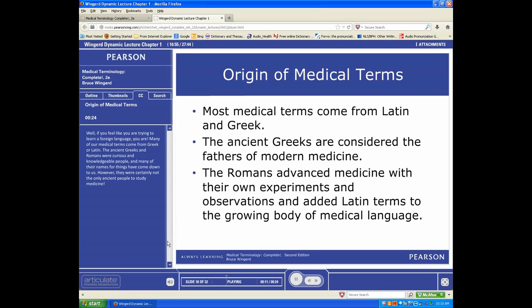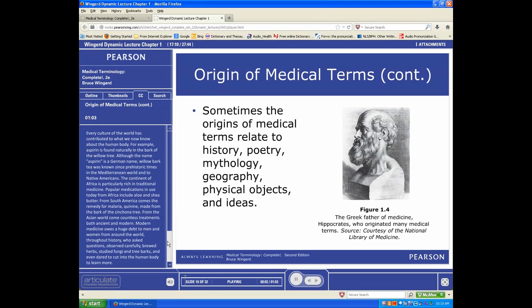Every culture of the world has contributed to what we know about the human body. For example, aspirin is found naturally in the bark of the willow tree. Although the name aspirin is a German name, willow bark tea was known since prehistoric times in the Mediterranean world and to Native Americans. The continent of Africa is particularly rich in traditional medicine. Popular medications in use today from Africa include aloe and shea butter. From South America comes the remedy for malaria, quinine, made from the bark of the cinchona tree.